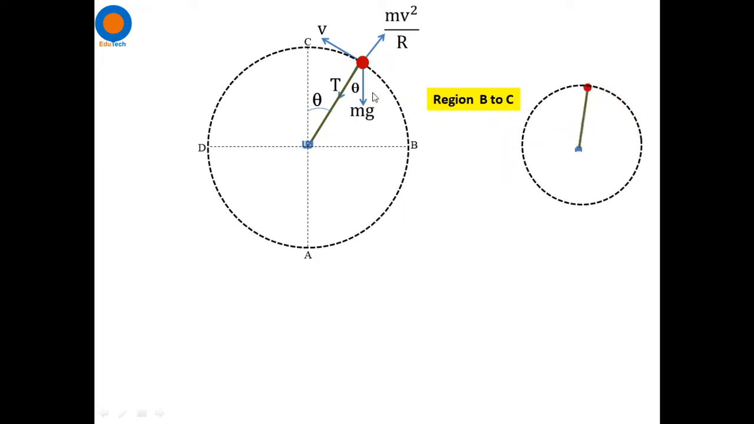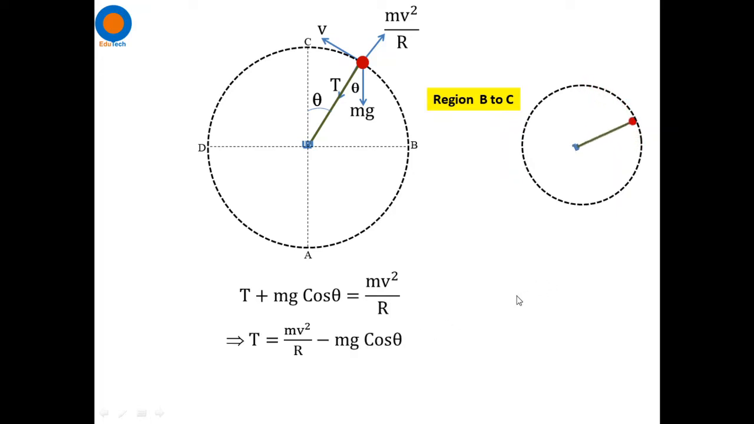minus mg cos theta, or T plus mg cos theta. T in this radial direction, T in mg's component, mg cos theta is also in the radial direction. T plus mg cos theta is equal to mv square by r, or we can write the expression of T as mv square by r minus mg cos theta.